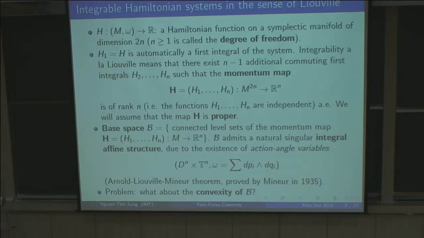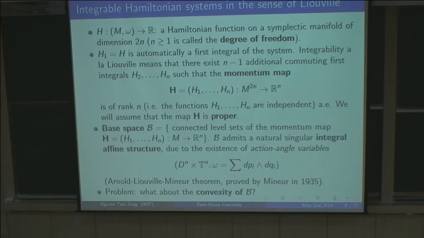So now the question here: can we talk about the convexity of this base space? Okay, because it has an affine structure, an intrinsic affine structure. Can we talk about the convexity of it? In the case when the system is toric, it means that this momentum map turns out to be the momentum map of a toric action. Then we know that this B is naturally isomorphic to a convex polytope. So everything is clear. It is a tensor classification, actually mentioned naturally.